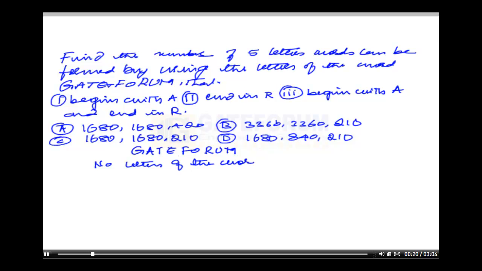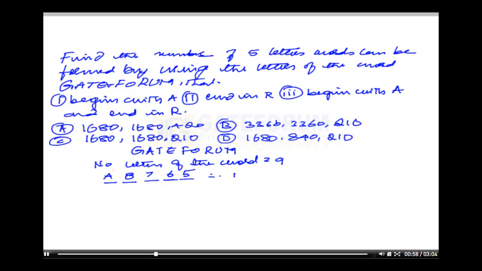Letters of the word given are 9. We have to find 5-letter words which should begin with A. So first I consider 5 blanks to fill with 5 letters. Since the first letter should always be A, I fill it with A, and the remaining 4 letters have to be filled with the remaining 8 letters. Therefore, the first blank can be filled with any one of the 8 letters, second with 7, third with 6, last with 5.